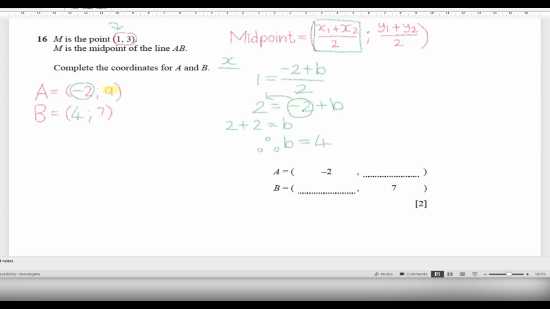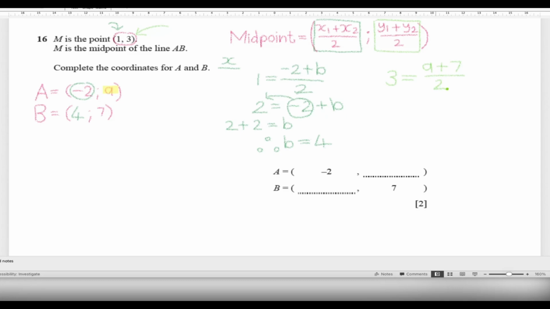Now, we are going to do the exact same with the missing a value. I'm just going to use another color. All right, so we want to know the missing y value, so I'm going to use this second part of the midpoint formula. Remember, we know that the y value of the midpoint is equal to 3. So in this case, it's going to be 3 equals, what is the first y value? It is a. What is the second y value? It is 7, and we have to divide that by 2.